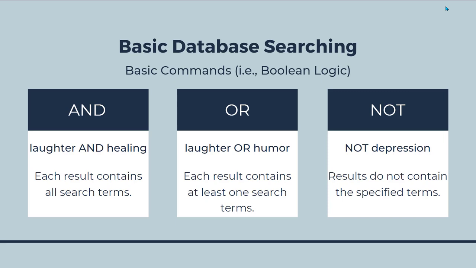Again, use and with all your main keywords that you're looking for, the main themes of your topic. Use or to separate synonyms for each of those main keywords, and use not to take away terms that you don't need or that you see represented too often.